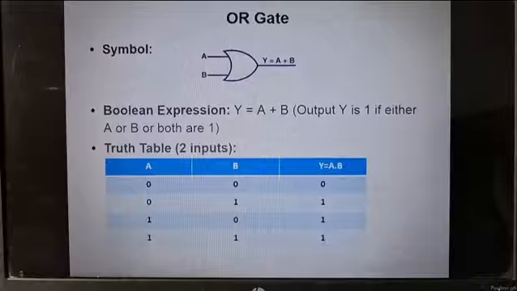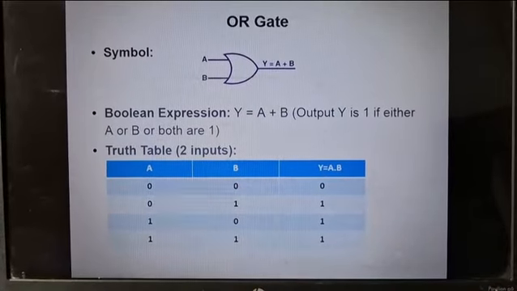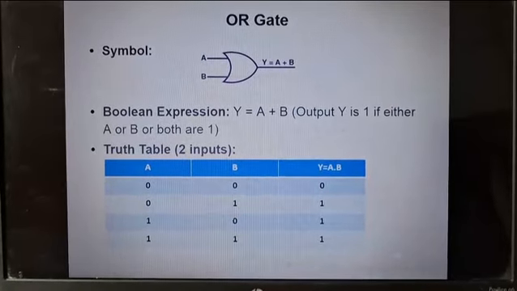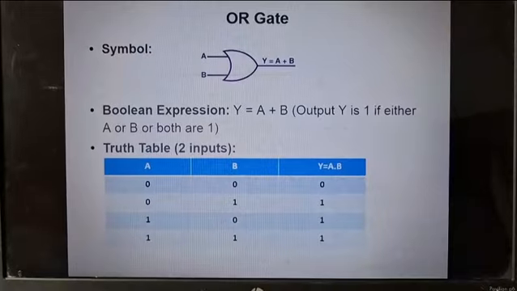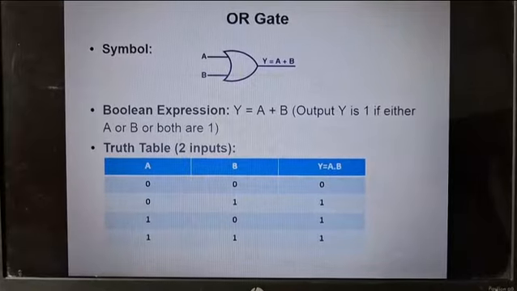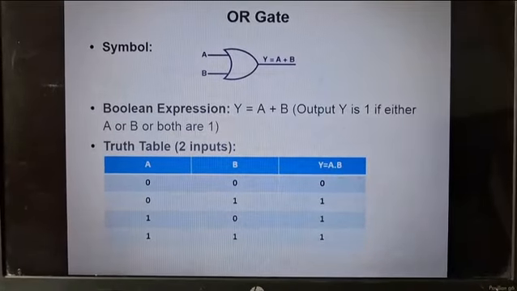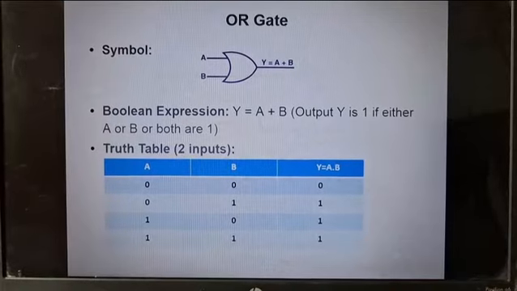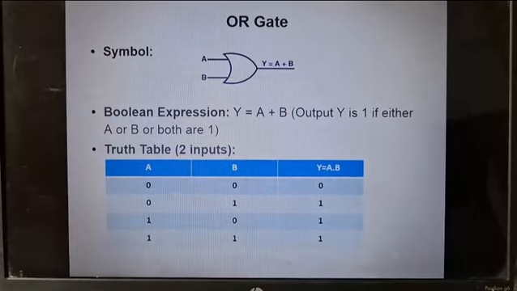The truth table shows that the OR gate gives output 0 only when both the inputs are 0. That is, when and only when both the inputs are 0, the output is 0. For all the other possibilities, the output of the OR gate is 1.